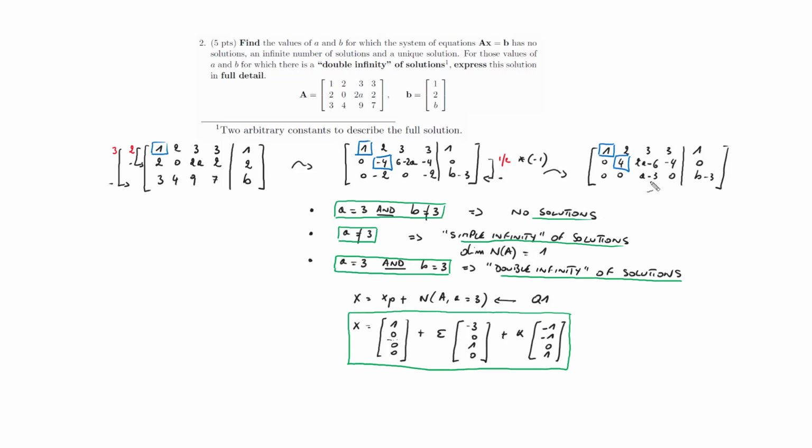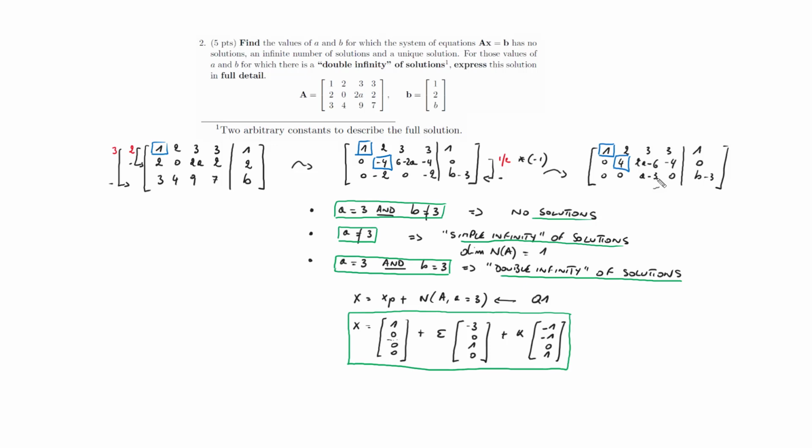Well, when A is equal to 3, we have a line of zeros over here, right? If you have a line of zeros and you have something that is different from 0 over here, then you have a problem, okay? In this case, you will have no solutions, right? This is what is indicated over here. A is equal to 3 and B different from 3, which makes this element different from 0. Well, then you have no solutions, right?